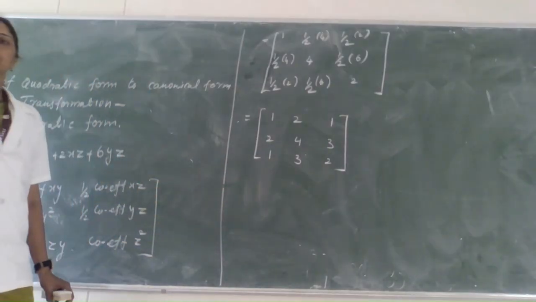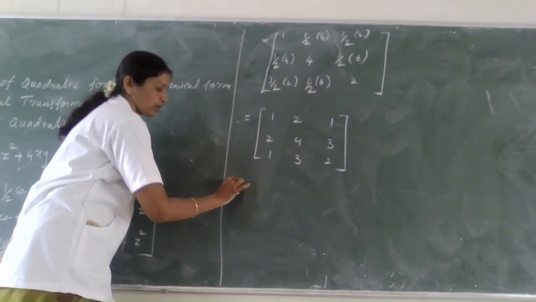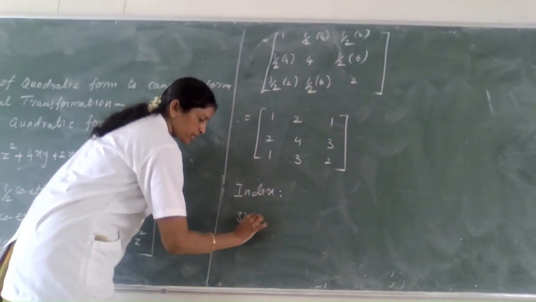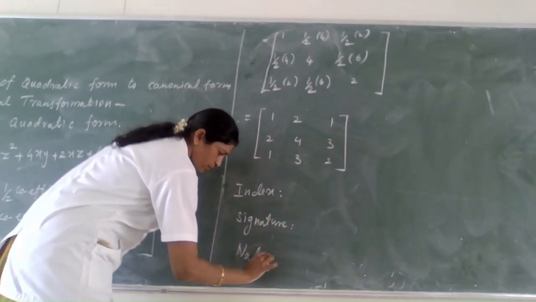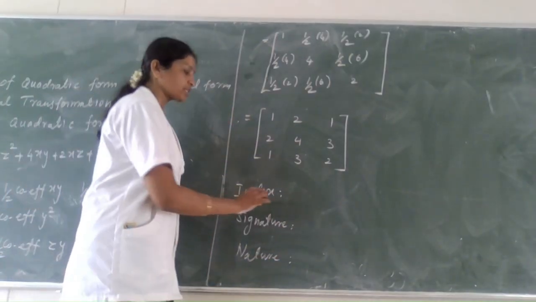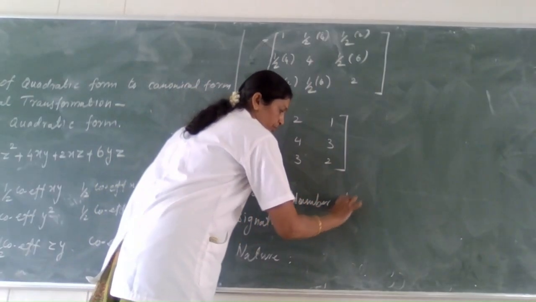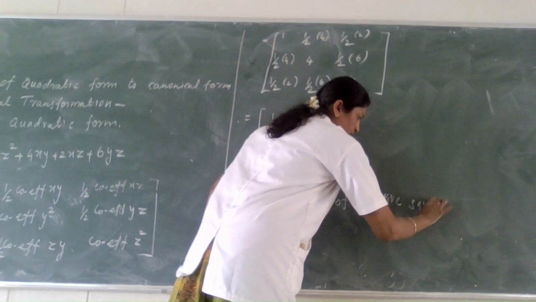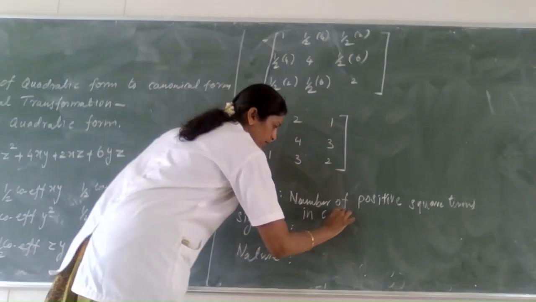So next one, how to find the nature of quadratic form. In nature, first one, what is index? Second one, signature. Third one, nature. So what is index? Index means number of positive square terms in canonical form.